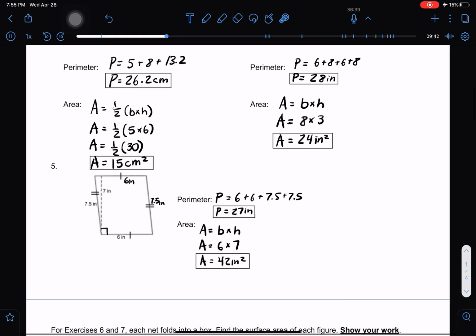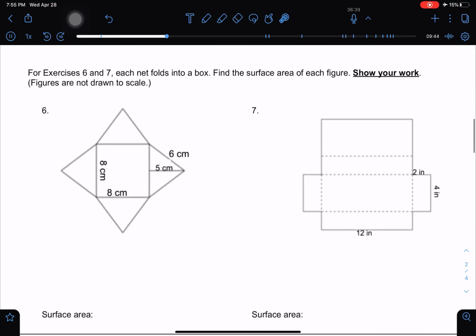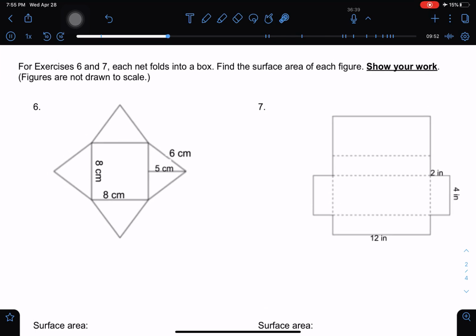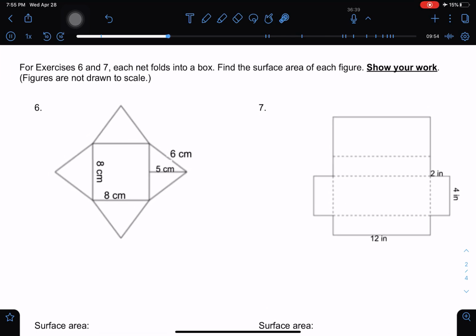Number 6 and number 7 are nets of 3D objects. So these are 3D objects that are laying flat or that have been broken apart. It says for these that we are going to find the surface area of each of these figures.